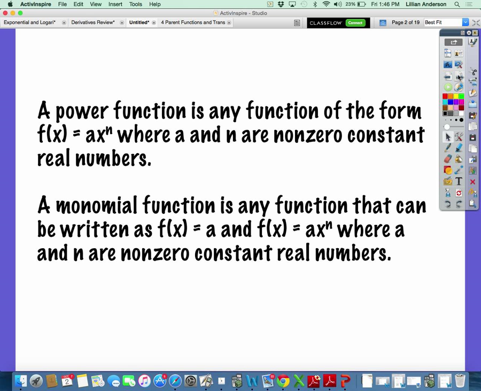Now, a monomial function, what does monomial mean? One number or one term, okay? It is any function that can be written as f of x equals a, or f of x equals ax to the n, where again, a and n are non-zero constant real numbers, okay? So you guys have dealt with this before. Just want to clarify so you guys understand exactly what types of functions we are talking about, okay? Any questions before we go forward? All right.